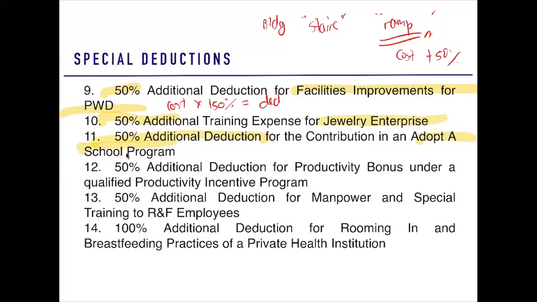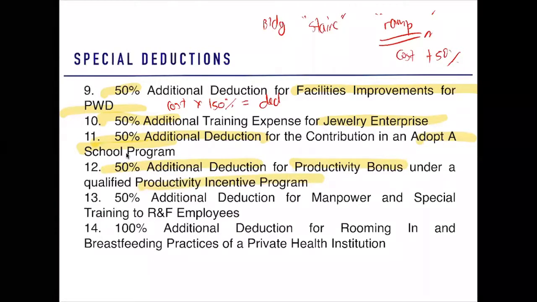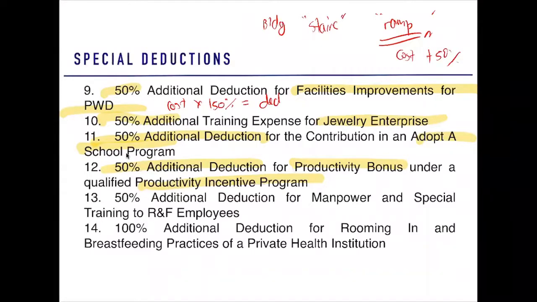Another special deduction, 50% additional deduction for productivity bonus under a productivity incentive plan. Take note, there must be a productivity incentive program before you can deduct the additional deduction. So productivity bonus plus additional 50%. So for example, we have your total productivity bonus of 100,000. You will get additional 50%, which is 50,000. What is the total amount of deduction? 150,000. Okay? Kasi nga, 50% additional.